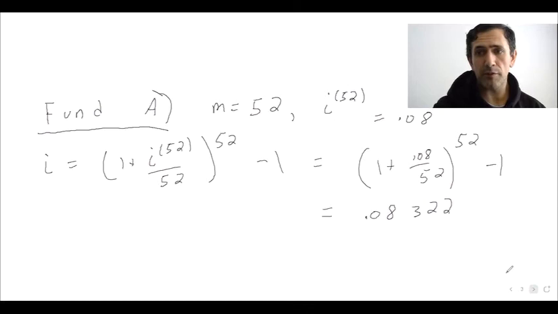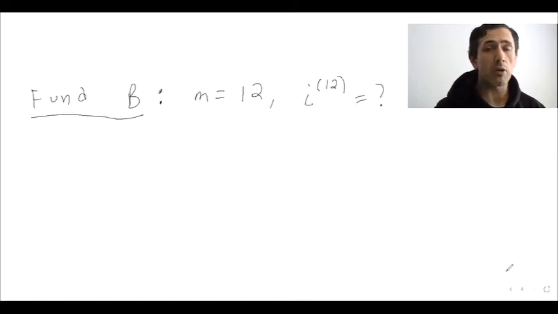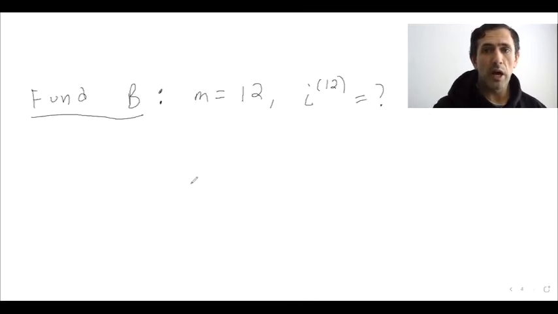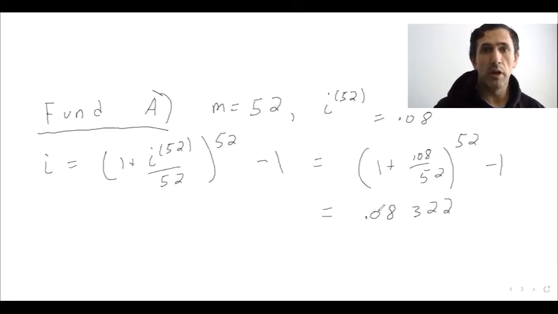Because if we pick for Fund B any smaller nominal interest rate, then we're going to have smaller yearly growth than Fund A. We want Fund B to have competitive yearly growth to Fund A. So we have to find the nominal interest rate I-12 that corresponds to the same yearly growth that Fund A offers. Okay, so how do we do that?